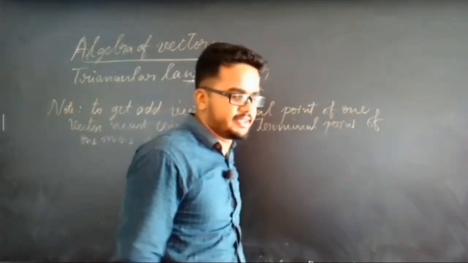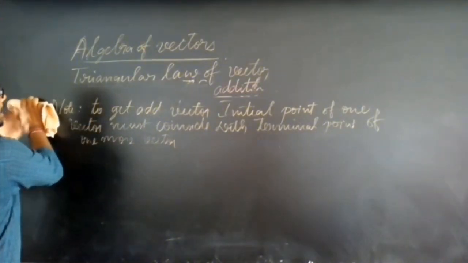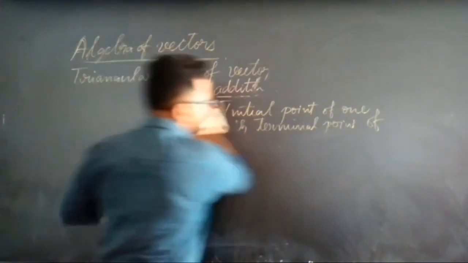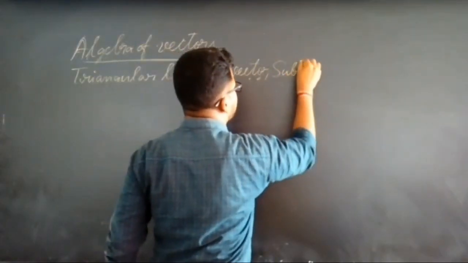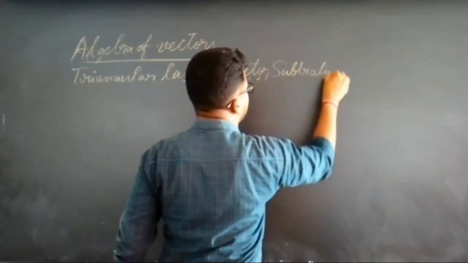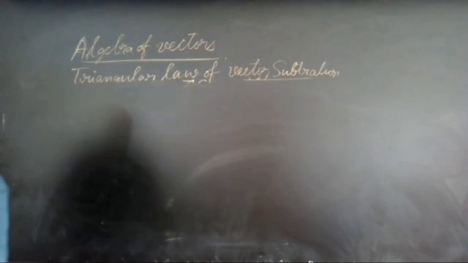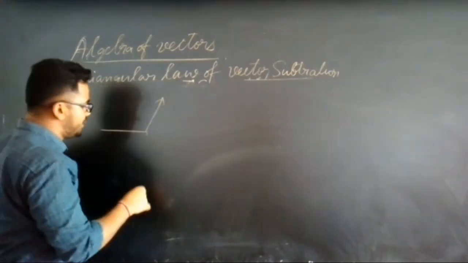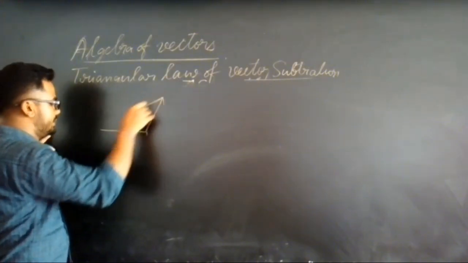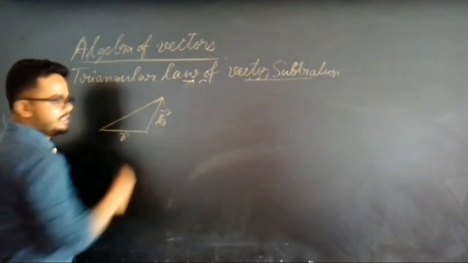Next, if you completed this, let me go for the triangular law of vector subtraction. It's again simple, guys. Once you learn this, the remaining things will come. Subtraction, Vishal, very simple. If you know addition, knowing subtraction is very simple. Okay, let us go ahead. Now this is A, this is B.